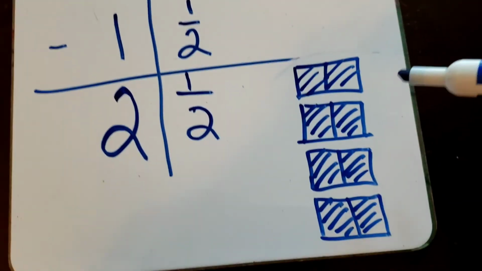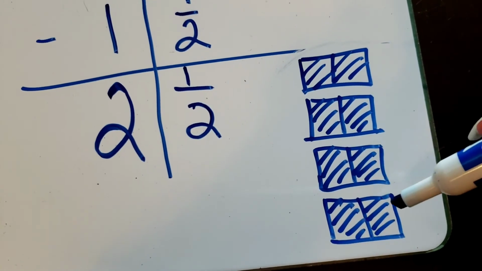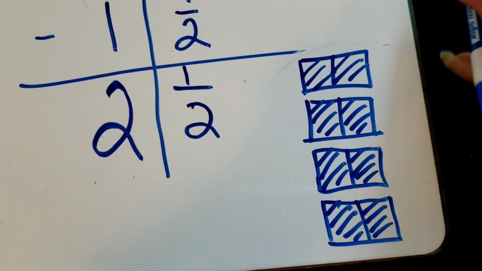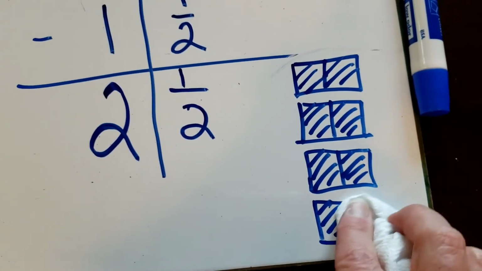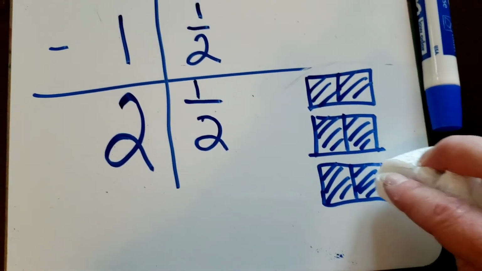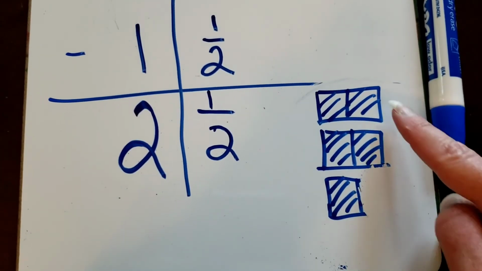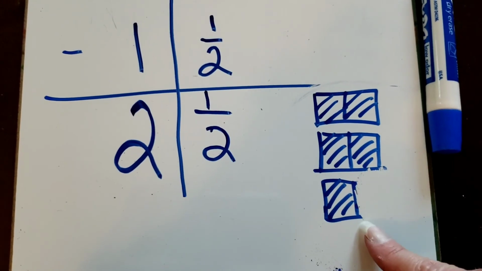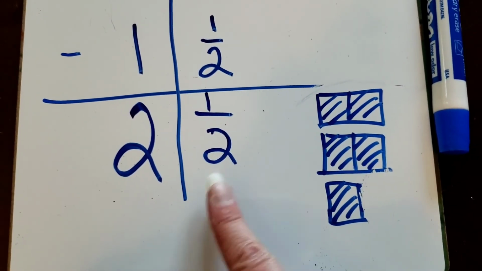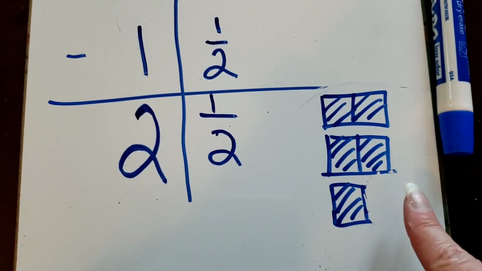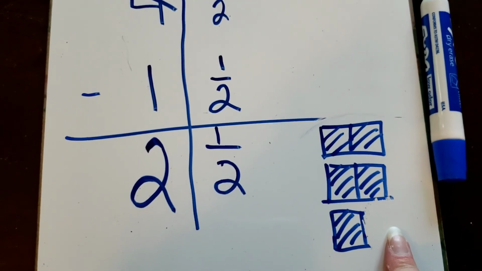Now as a model, just so you can see a visual, I have a model here of 4 whole chocolate bars. If I ate 1 whole, I'm just going to wipe it off, and 1/2 of a chocolate bar, I would have 2 whole and 1/2 left over. So now I can see mathematically and using a model what it looks like when you subtract a mixed number from a whole number.